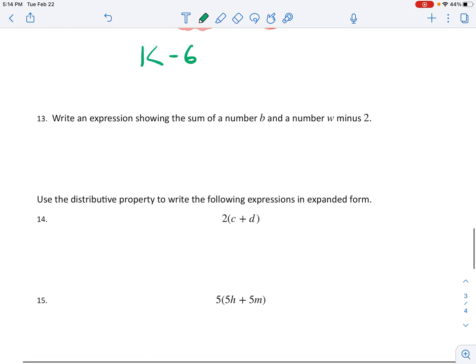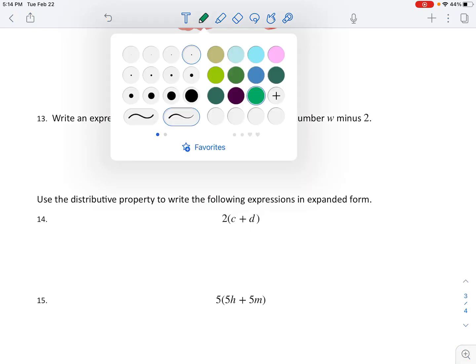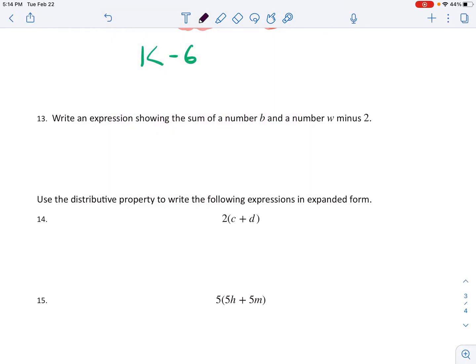Number 13 says, write an expression showing the sum of a number b and a number w minus 2. Okay, so what we would do first is write down b plus a number w minus 2, which would be (w minus 2) in parentheses. We need to figure out what w minus 2 is first before we add it to b, so that's why we put it into parentheses.